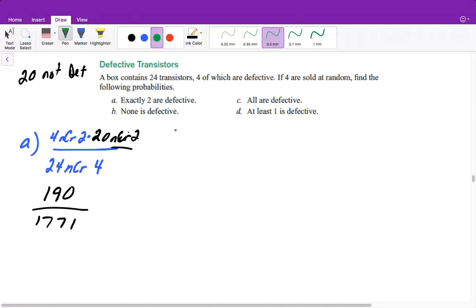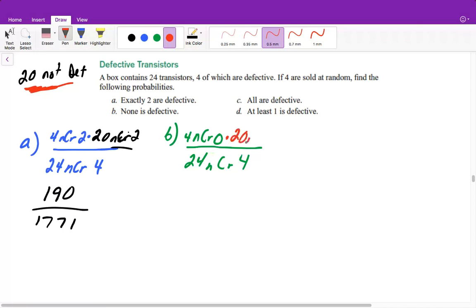All right, your next one for B, it's that none are defective. So once again, let's start with our denominator. So we have 24 total that we can pick from. We're trying to pick a total of 4. We have 4 defective. We're picking a total of 0 this time because it's none that are defective. And then we're going to multiply it by how many combinations we have of the not defective. So there's 20 total for the not defective.